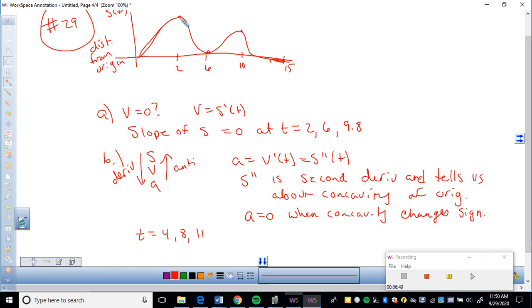So we're concave down all the way to about here, which they called t equals 4. We're concave up all the way to about here, which they called t equals 8. And then we're concave down to about here, which they called t equals 11. So the acceleration will equal 0 when the concavity changes sign. So that would be t equals 4, 8, and 11. I think that's number 29. Let me move on.